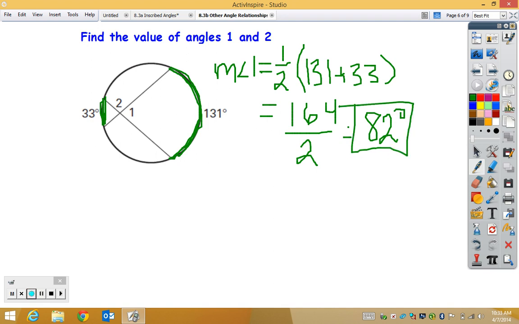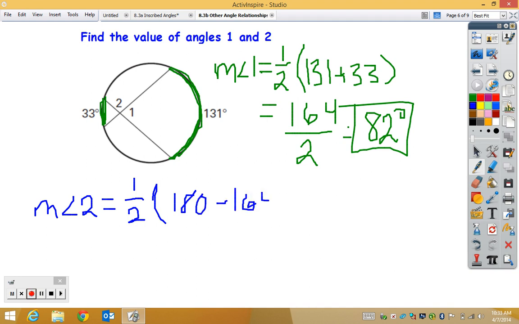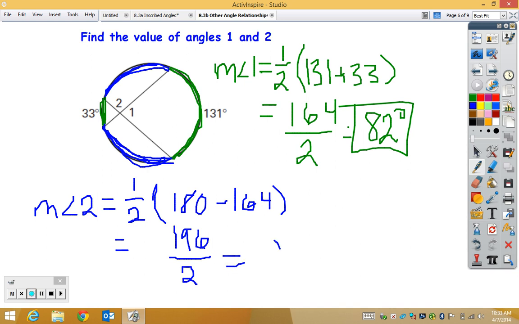Angle 1 equals 82 degrees. And now that we know the sum of these two arcs is 164, to find measure of angle 2, we can set that equal to 1/2 180 minus our sum, 180 minus 164, because that'll be the sum of these two arcs, what's remaining after 131 and 33 added together. So that equals 196. We'll divide that by 2, and the measure of angle 2 comes out to be 98 degrees.